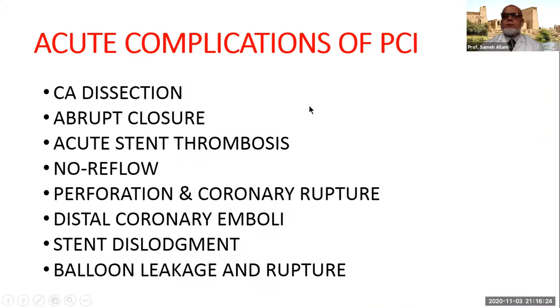So what are the possible complications that may occur during PCI? Coronary artery dissection may occur, abrupt closure, acute stent thrombosis, no reflow, perforation and coronary rupture, distal coronary embolization and microcirculation loss, stent dislodgement, balloon leakage and rupture. And I think we will have time in next lectures to discuss these items in more detail. We may take one item at a time and discuss it. What are the causes? How would you recognize it? And how would you treat it?